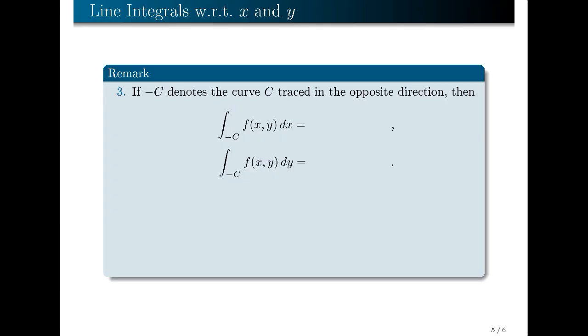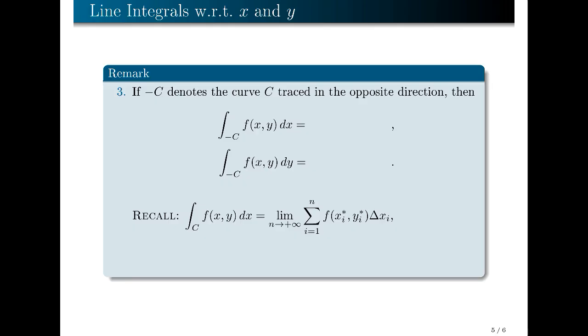Before we reveal the result in this case, let us recall the definition of the line integral with respect to x. Note that if this line integral were along minus c instead, what would change on the right-hand side are only the delta xi's. In fact, the delta xi's that you have for the line integral along minus c is just the negative of the delta xi's for the line integral along c.